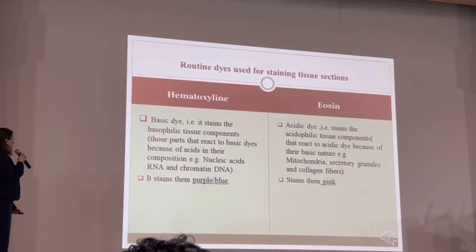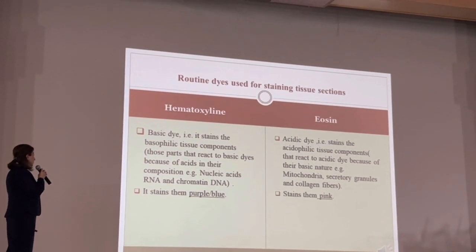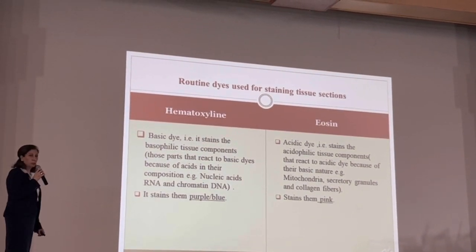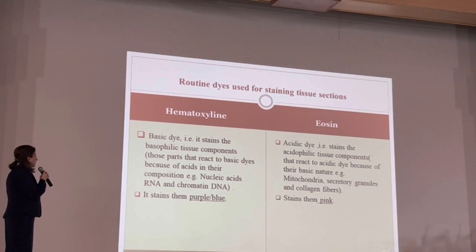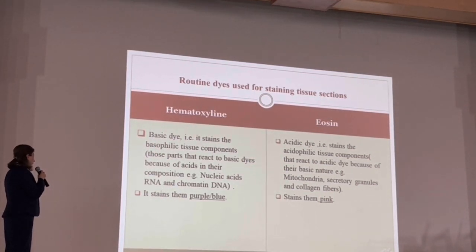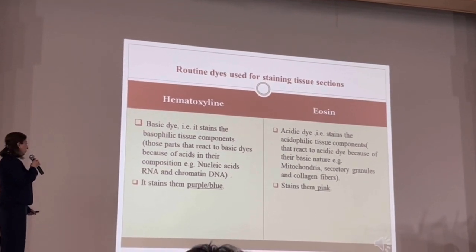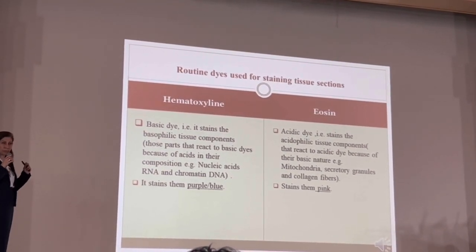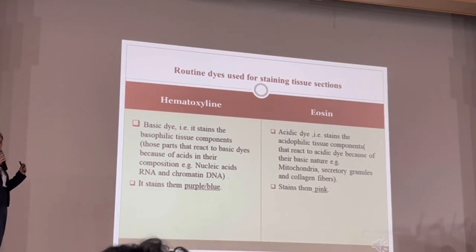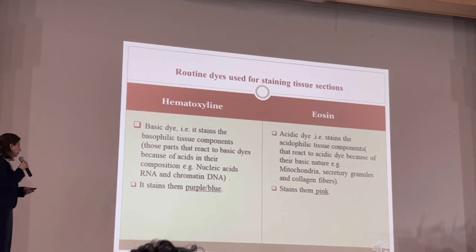It stains the basophilic tissue components, those parts that react to basic dyes because of acids in their composition, such as the nucleic acids, the nucleus, RNA, and chromatin DNA. It stains them purple and blue. Under the microscope it stains blue.